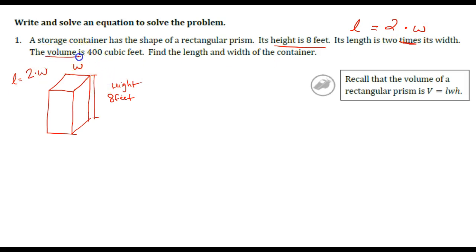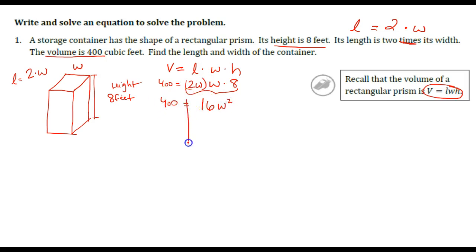Volume is 400. So just like it says here, volume is equal to length times width times height. So I'm going to write that in. Volume equals length times width times height. My volume was 400. My length is 2W, and my width is W, and my height is 8. So I'm going to go ahead and solve all this out. That would be 2 times 8, which is 16, and W times W is W squared.